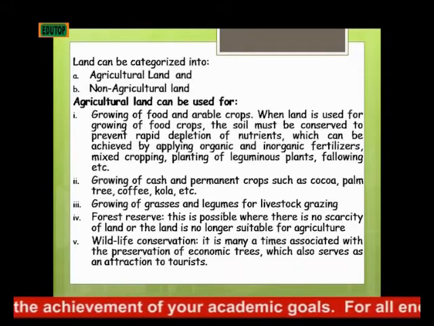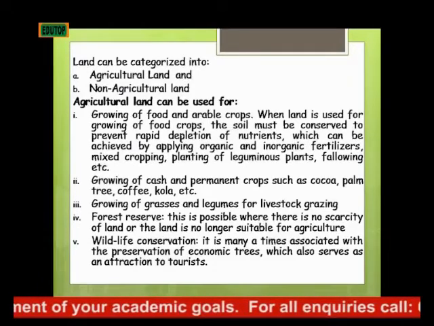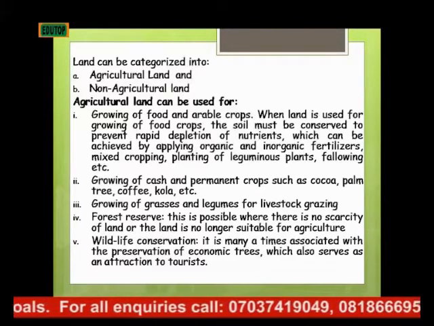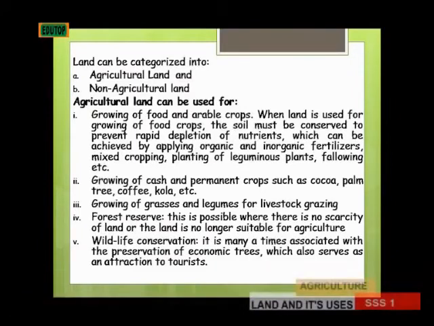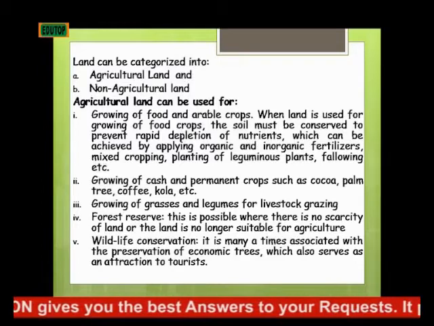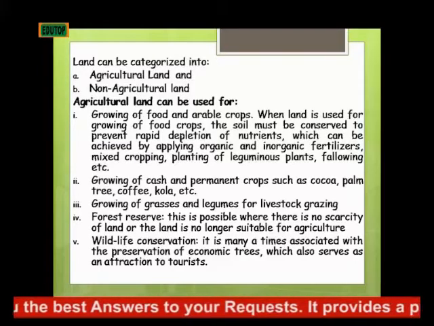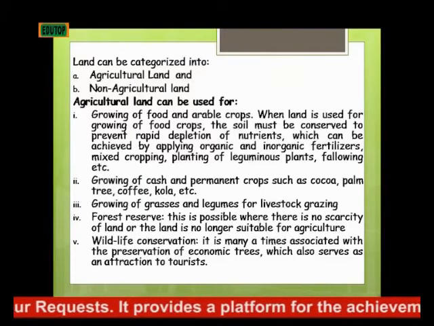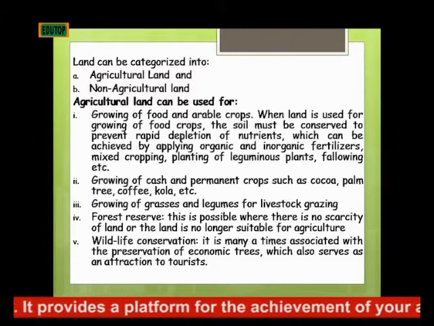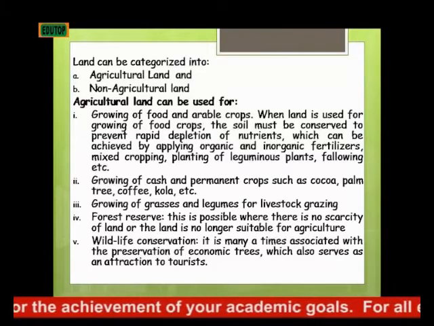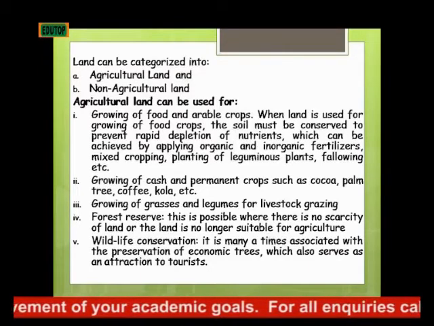One, growing of food and arable crops. When the land is used for growing of food crops, the soil must be conserved to prevent rapid depletion of nutrients, which can be achieved by applying organic and inorganic fertilizer. Or we can also conserve the soil nutrients by employing mixed cropping and planting of leguminous plants, and fallowing. That is, allowing the land to rest for some period of time, that is, you won't cultivate on that land.